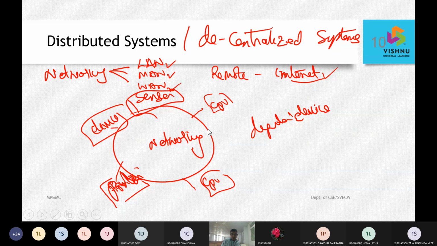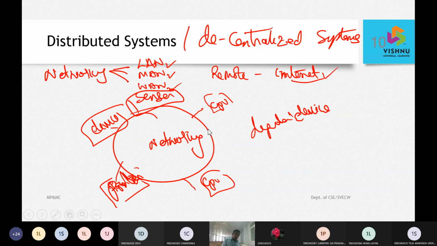If I call it dual core, that means I have a chip. In this chip, I have two cores, core 1 and core 2. In core 1, I have CPU 1, and in core 2, I have CPU 2. Again, what is a CPU? It has a control unit and an arithmetic logic unit.